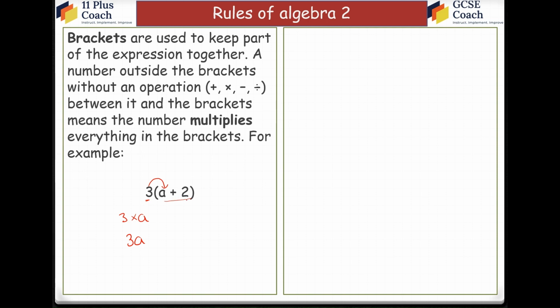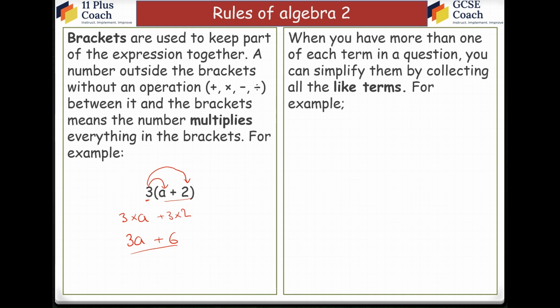And the second number is positive 2. So 3 times positive 2 is what I'm going to do next. So 3 times 2. That means 3 times positive 2 is still positive 6. So I'm going to write plus 6. So the answer to this question, expanded and simplified, will be 3a plus 6. That's one of the things you need to be able to do with these questions.